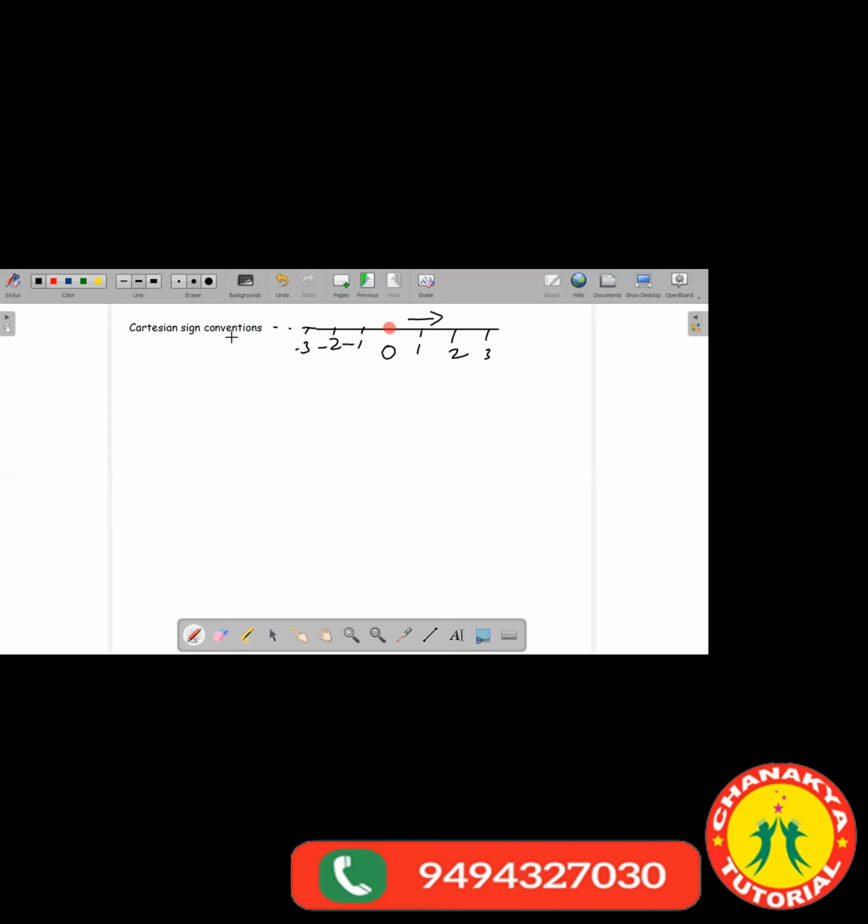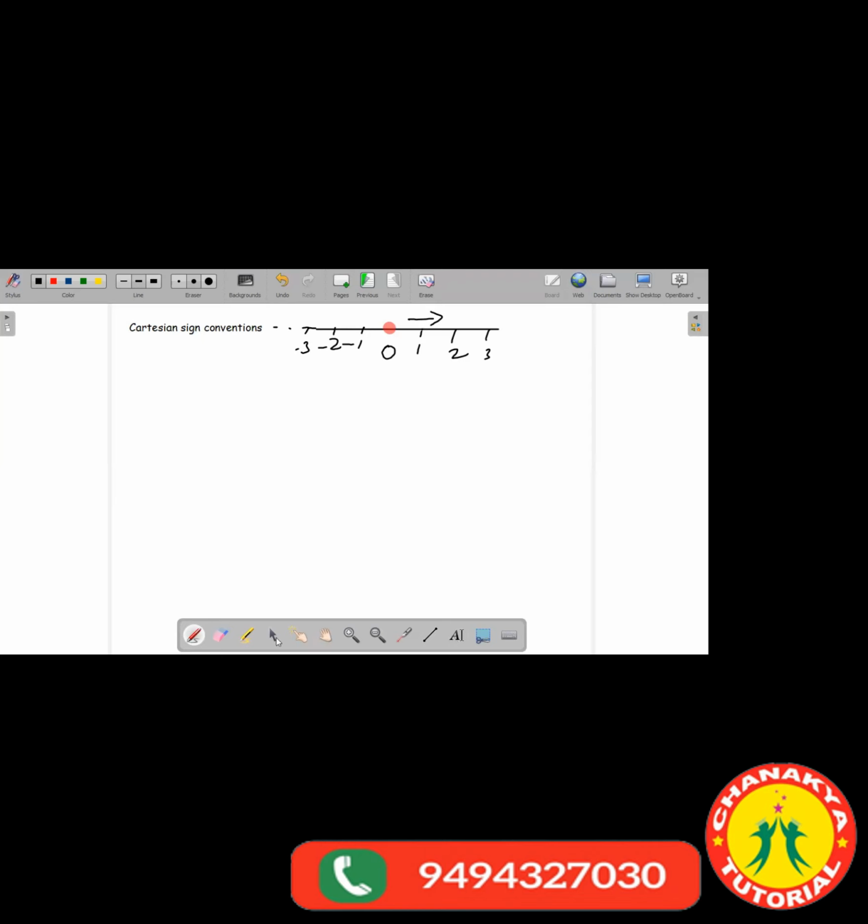Yes. Not in mathematics, but in physics, we can take the left side to be plus and the right side to be minus. How is it possible? Let us see. First we will observe what the Cartesian sign convention states.